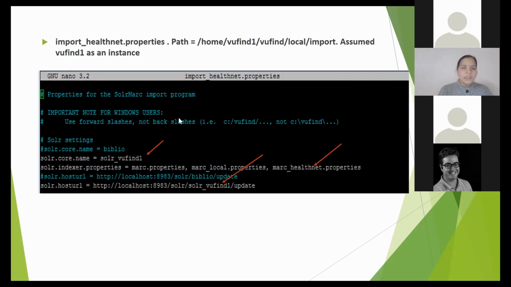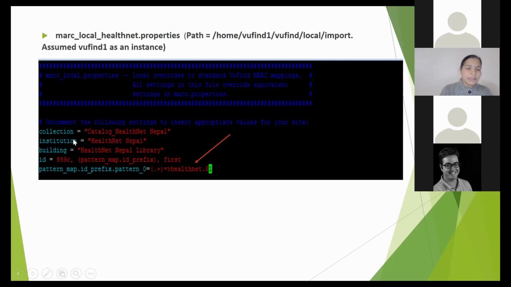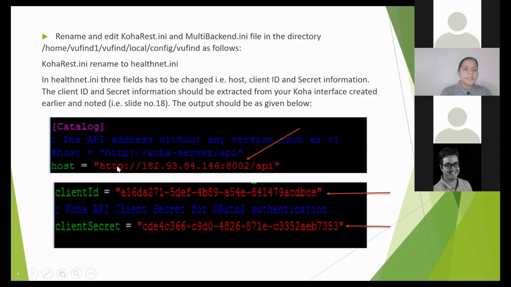And under marc_local_healthnet.properties, we should edit the source types, collection name, institution, building, ID, and pattern map. Again, another step is to rename and edit the Koha rest.ini and multibackend.ini files in the directory home, VuFind1, VuFind local config, VuFind. And Koha rest.ini is renamed to the healthnet.ini file.